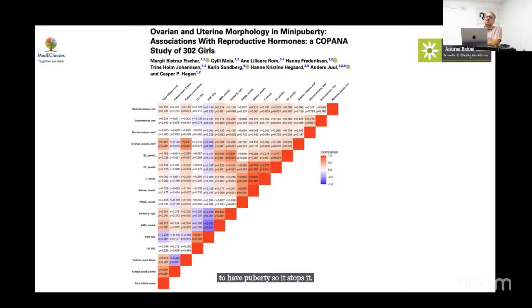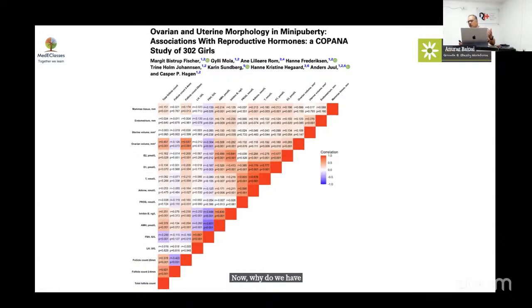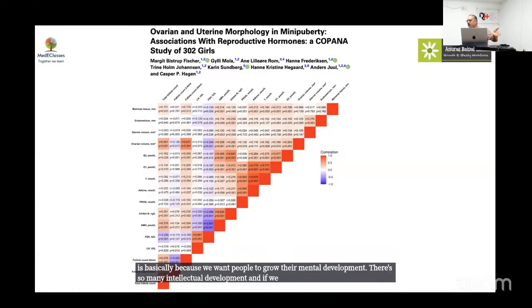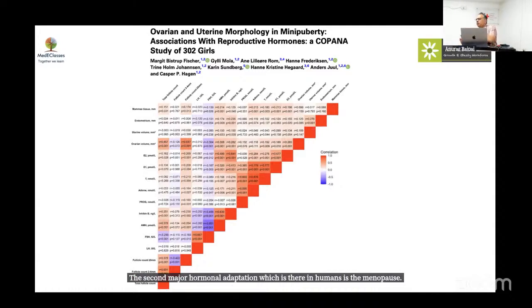So I discussed this earlier also, that humans are probably the only animals who have a childhood phase. Otherwise, they just have infancy and then go into puberty and start to breed. Now, why do we have this phase? It is basically because we want children to grow in their mental development. There is so much intellectual development, and if we immediately burden them with fertility, that's going to be a difficulty. The second major hormonal adaptation in humans is the menopause. Why do you think menopause is there?